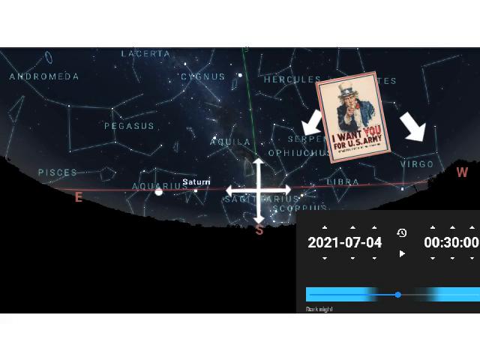And then take a look at the constellation known as Ophiuchus. Also, it's in the sky in the west. Just take a look at the shape that Ophiuchus makes in the night sky on the 4th of July and compare that to this famous poster of Uncle Sam with his top hat on. Can you see the top hat coming out of the shape Ophiuchus makes in the sky?